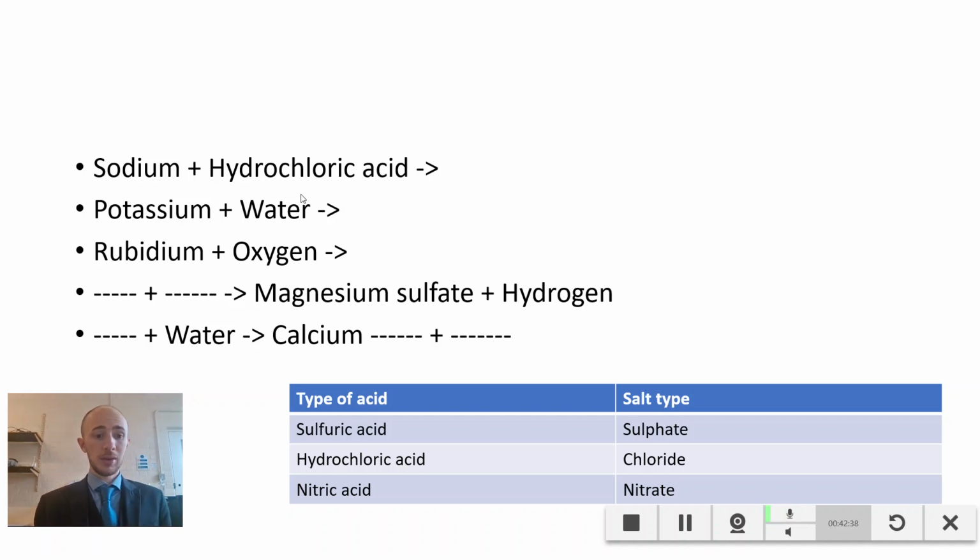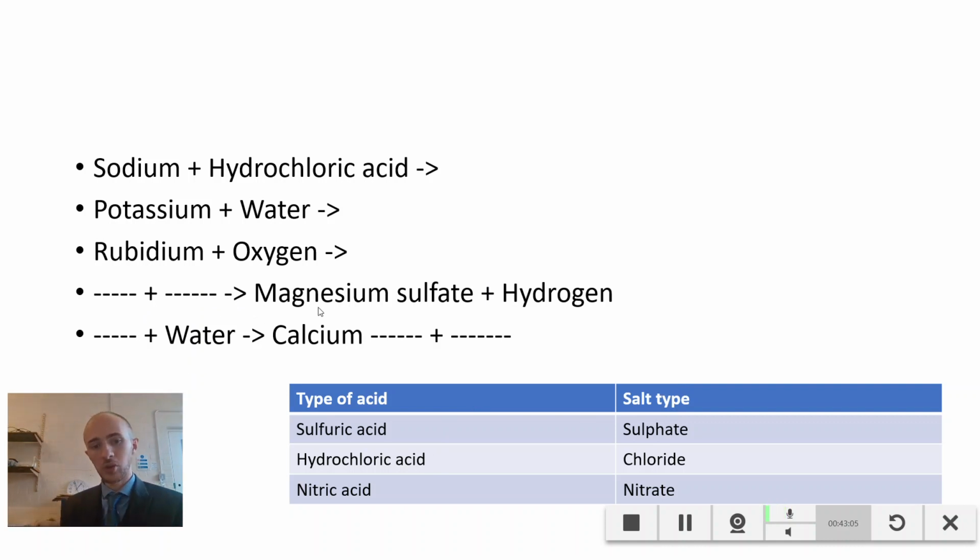So let's have a look at these two down here, then you can pause me again and have a go at them. Right, magnesium sulfate plus hydrogen. How do I make that? I'm going to use magnesium, perhaps obviously, but yes, magnesium is the first dotted one, and sulfuric acid, because it's sulfate, and sulfates are made by sulfuric acid.